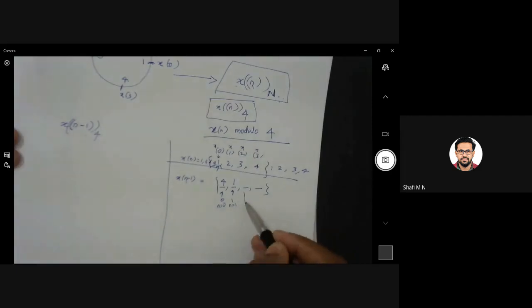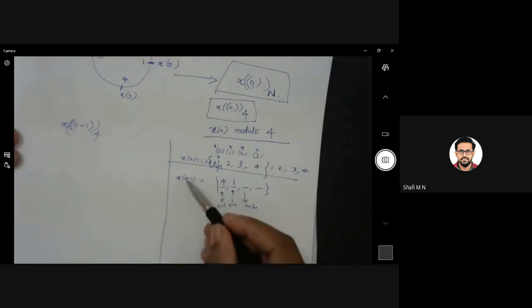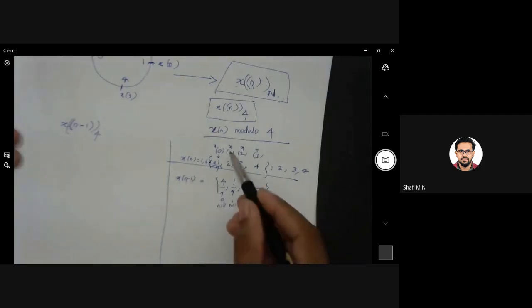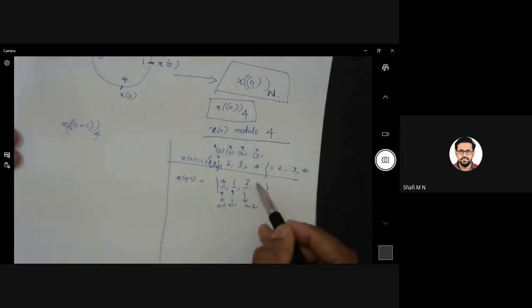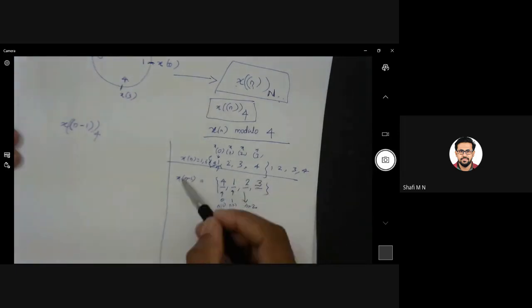Next substitute n equal to 2. N equal to 2, substitute x of 2 minus 1, x of 1. So this will be 3. So this is your x of n minus 1.